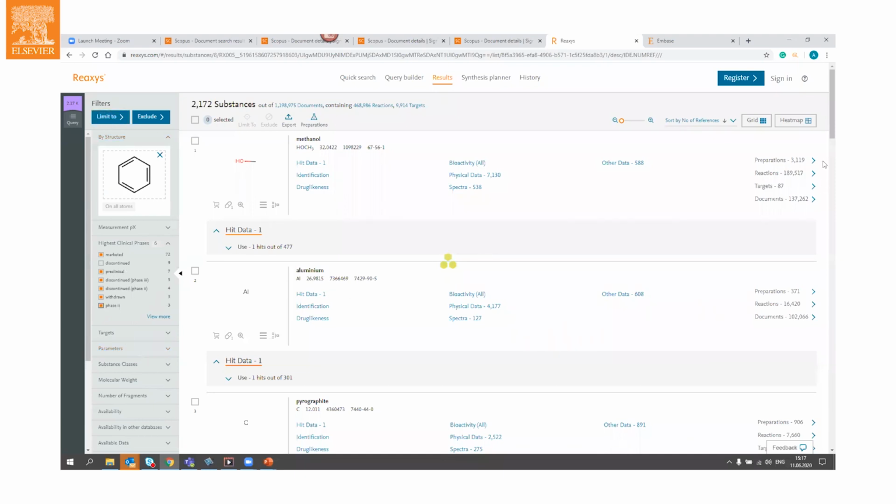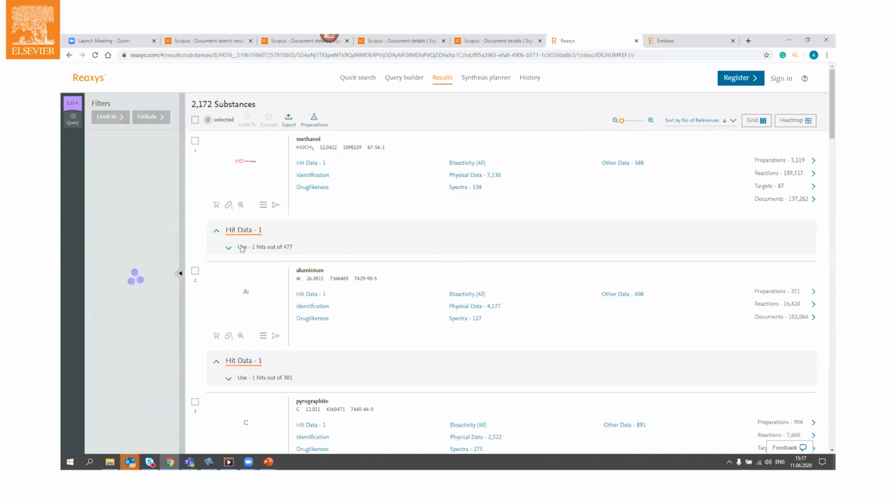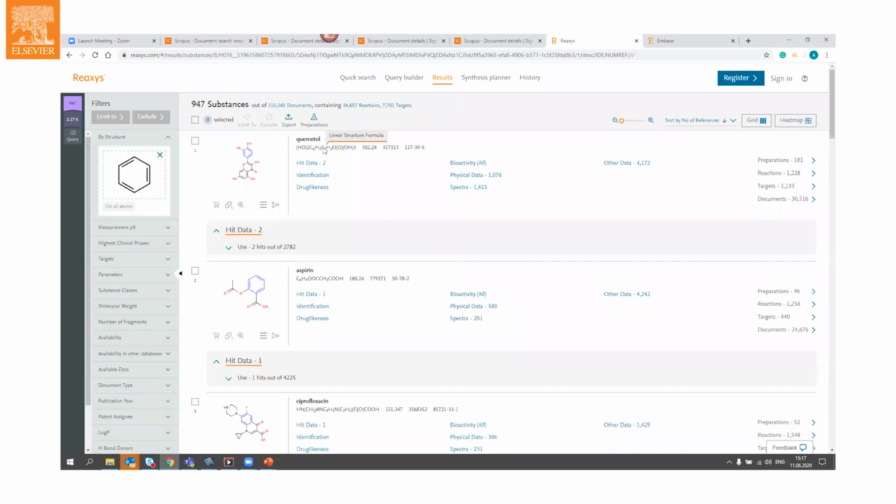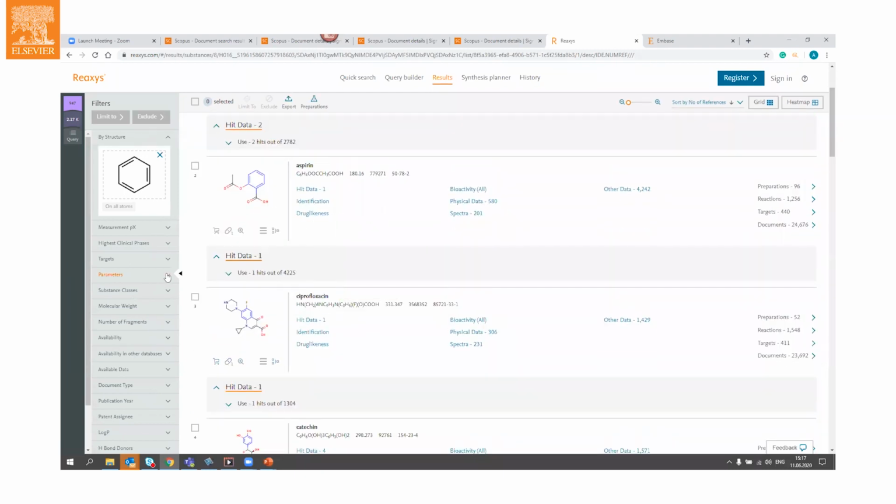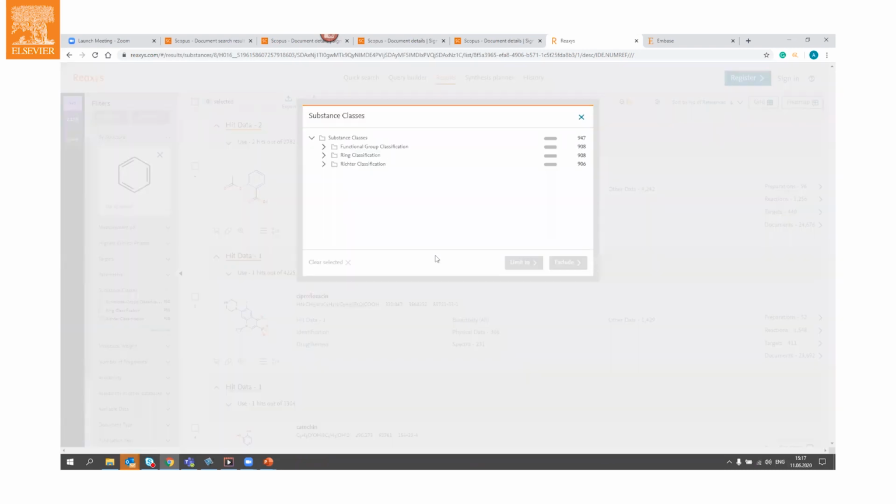Again, click limit to. You can see the targets against which the compounds mentioned in our search results work. Here it is. We have 900 substances with aromatic ring, and as you see, it's highlighted by blue. So let's come back to filters. We have different substance classes filters, and often they are very useful to justify the chemophore.